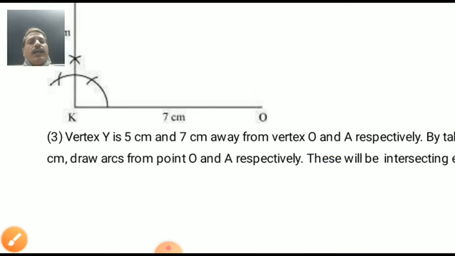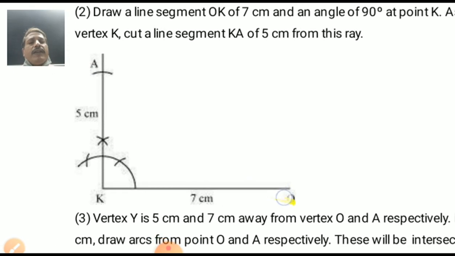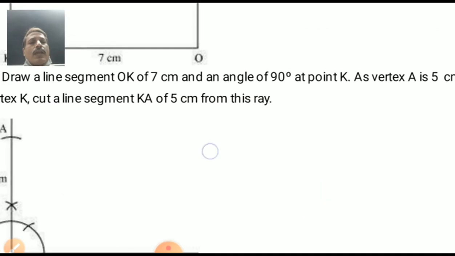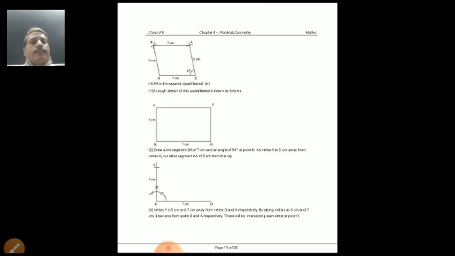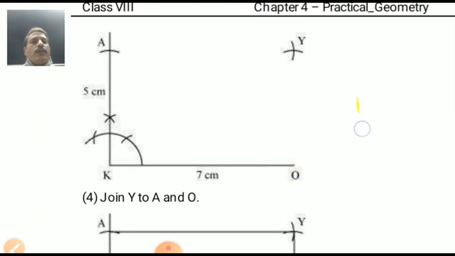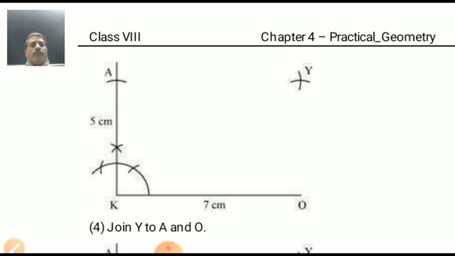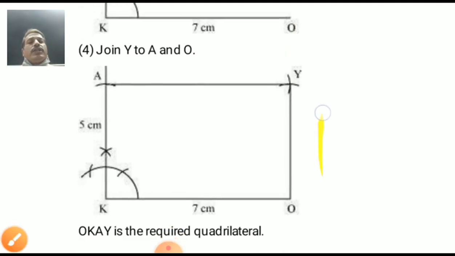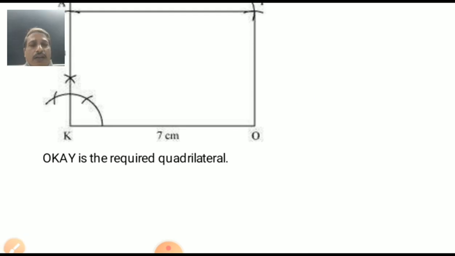See, the points are there. 5 cm, just cut it. Now the point Y is left. We know how to draw Y: 7 cm from one point and 5 cm from the other. Once again, this is a 5 cm arc and this is the 7 cm arc, because in a rectangle opposite sides are equal. Good. Join these both points, and your quadrilateral, the rectangle, is ready.